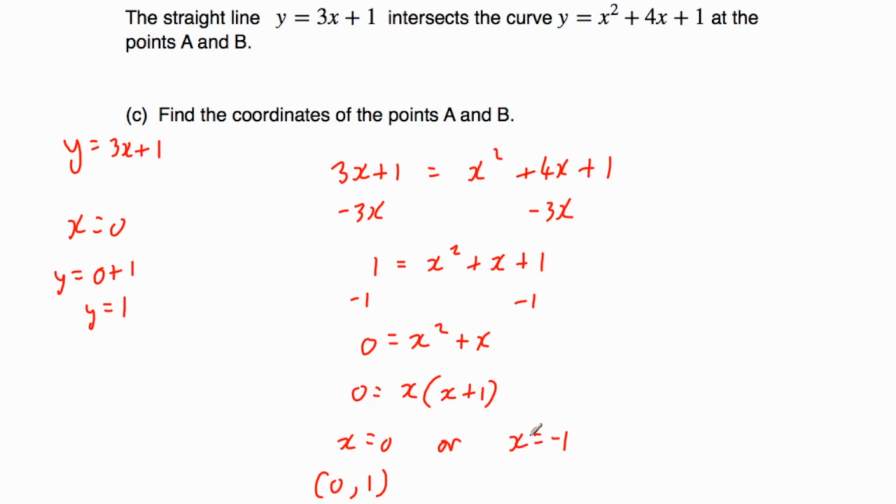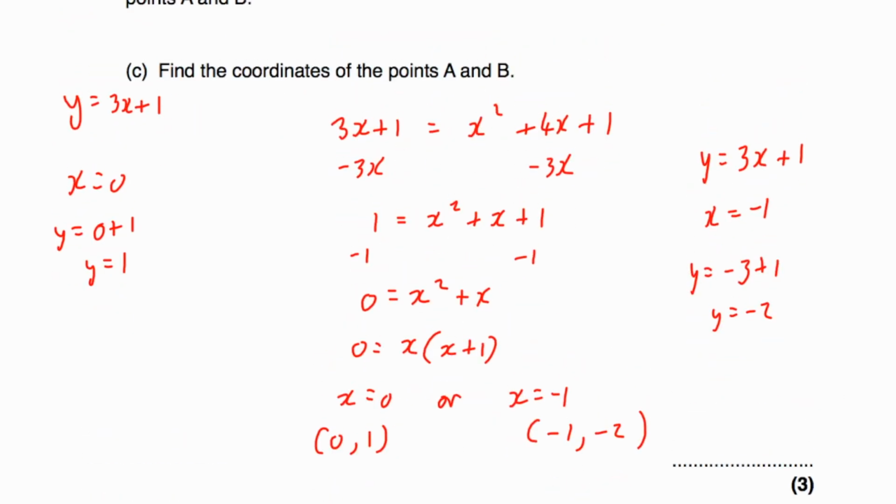And the other coordinate, we know that x is equal to negative 1. So whenever we substitute that into y equals 3x plus 1, we get y equals 3 times negative 1. That's going to be negative 3 plus 1. And negative 3 plus 1, well, at negative 3, go back up 1, that's going to be negative 2. So y equals negative 2. So whenever x is equal to negative 1, y is equal to negative 2. So that would be the coordinates negative 1, negative 2.